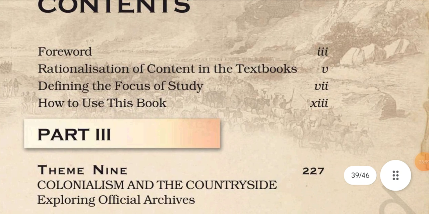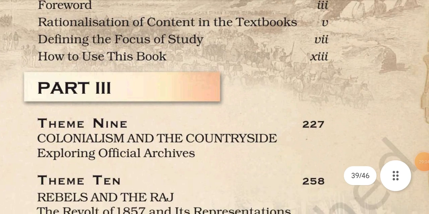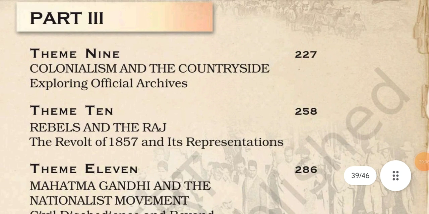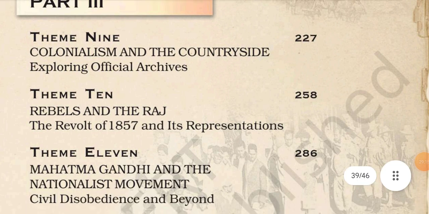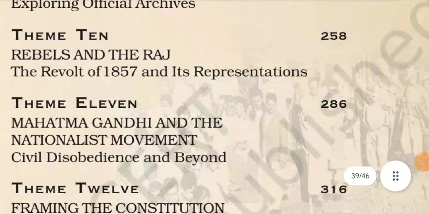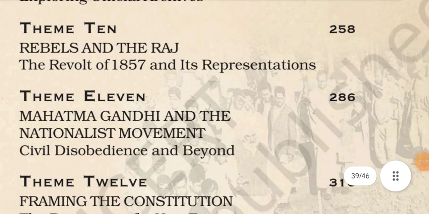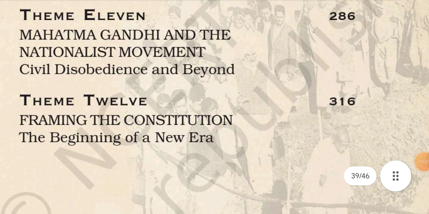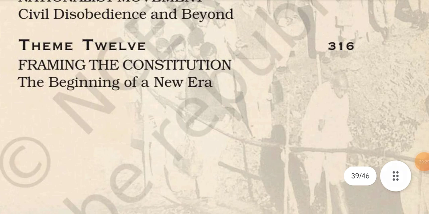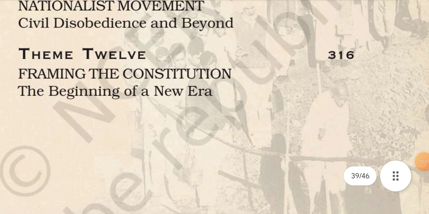Contents. Foreword. Rationalisation of content in the textbooks. Defining the focus of study. How to use this book. Part 3. Theme 9: Colonialism and the Countryside: Exploring Official Archives. Theme 10: Rebels and the Raj: The Revolt of 1857 and its Representations. Theme 11: Mahatma Gandhi and the Nationalist Movement: Civil Disobedience and Beyond. Theme 12: Framing the Constitution: The Beginning of a New Era.